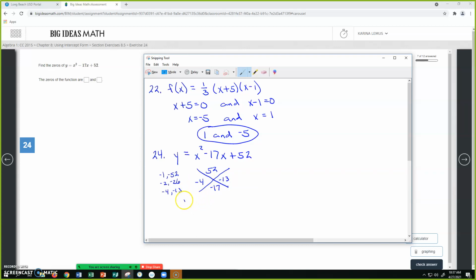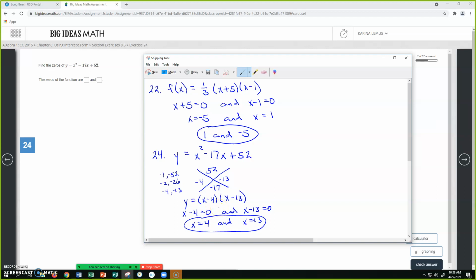Now that's not my answer though, because it's x minus 4 and x minus 13. So remember my same trick from before. You could think of them as the opposite of what it looks like, or set them equal to 0. So you would get a 4, and on the other one, x minus 13 is equal to 0. So x is equal to positive 13. Okay, so 22 and 24.